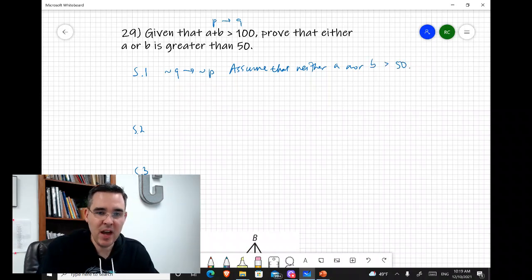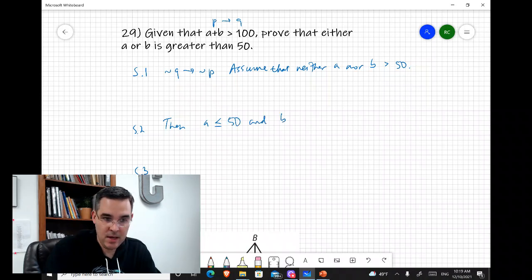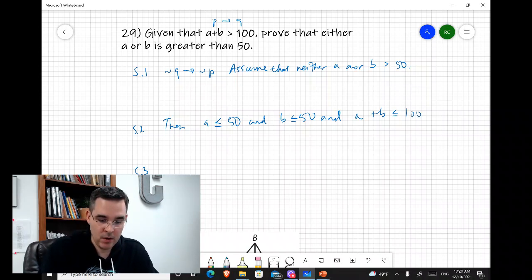Now, if neither A nor B is greater than 50, then we can conclude that A is less than or equal to 50, and B is less than or equal to 50. And then we can sum these in an inequality statement. A plus B will be less than or equal to 100. So I'm following the reasoning of the contrapositive I make in statement 1.